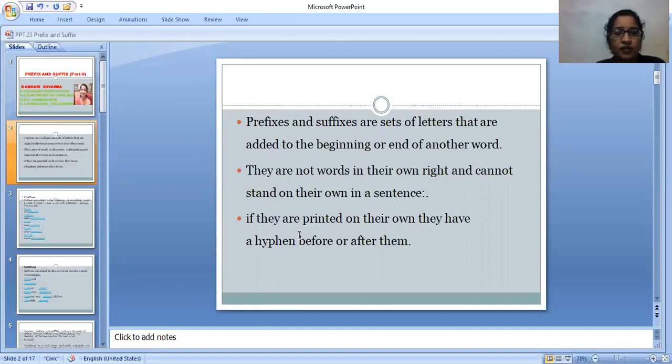If they have to be printed or written on their own, you have to mark a hyphen before or after them. So basically, prefixes and suffixes are just groups of letters. A prefix is added at the beginning of the root word and a suffix is added at the end.